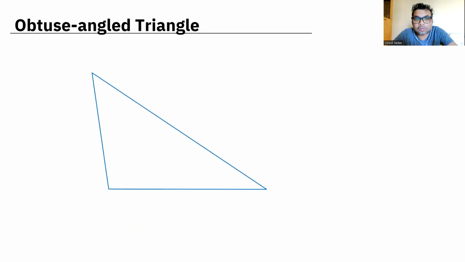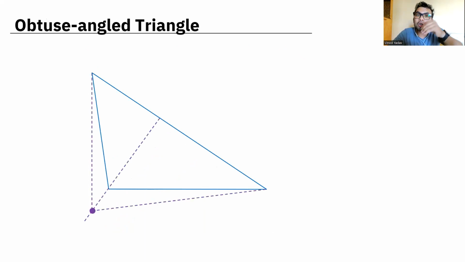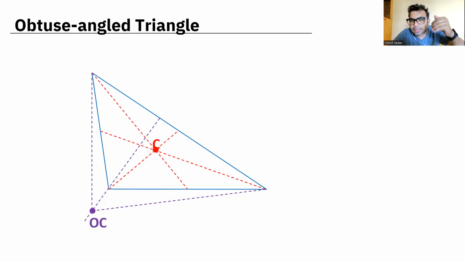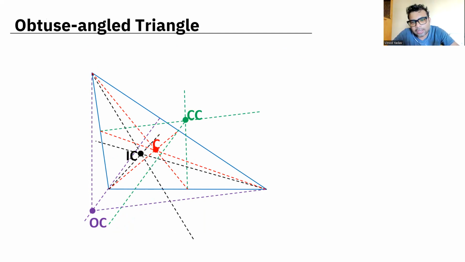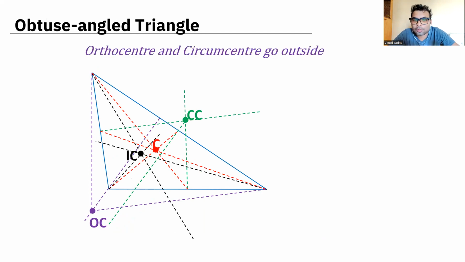And finally, in case of an obtuse angle triangle, first we'll draw the altitudes, and they will meet outside. So orthocenter will lie outside. Centroid is inside. Circumcenter will also lie outside now because the perpendicular bisectors will meet outside, and incenter is inside only. So finally, orthocenter and circumcenter go outside. You should be clear with this much, especially about the right angle triangle. Okay.